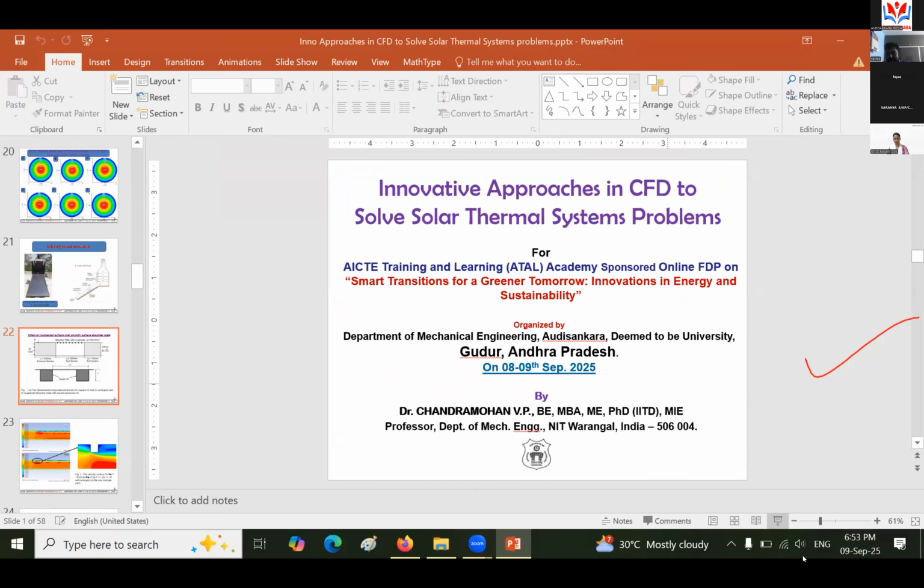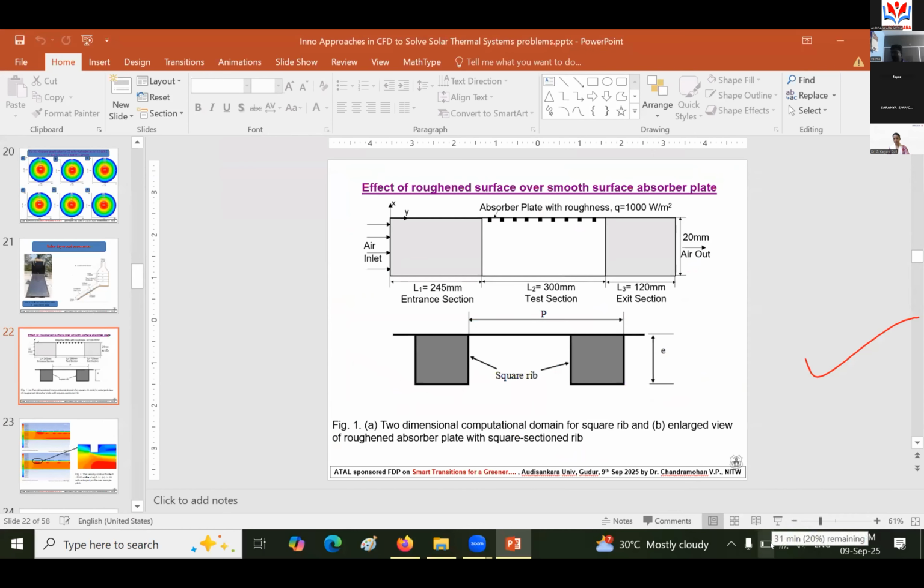One minute, I will check my battery level. Yes, it is coming down. So I will take a one minute break and connect the computer.